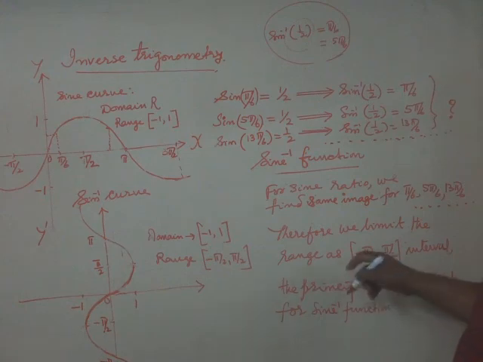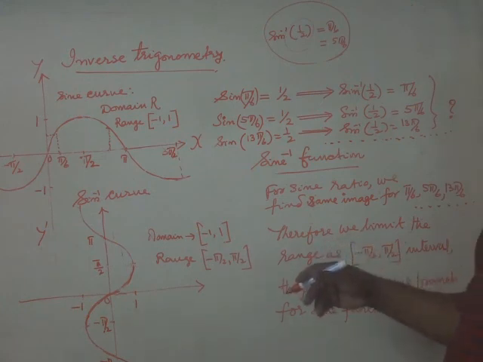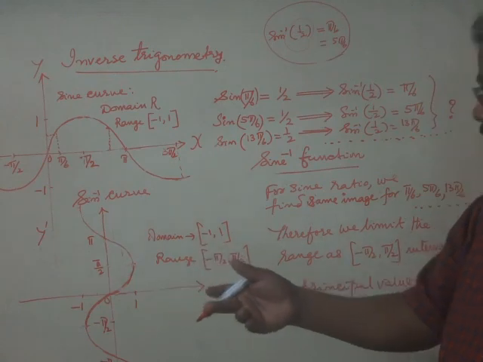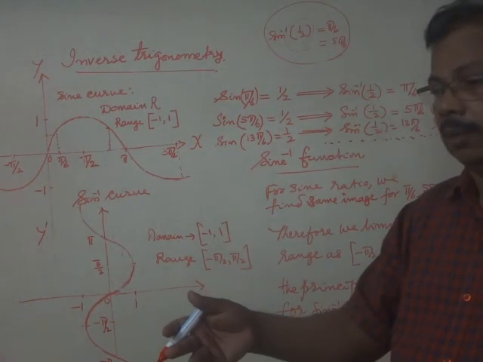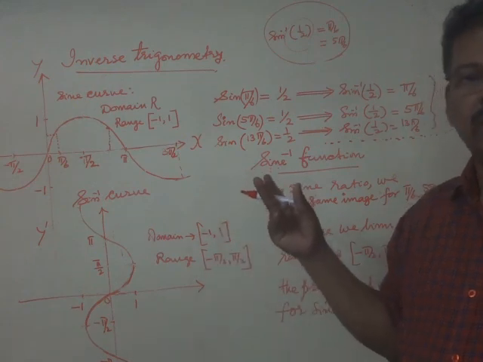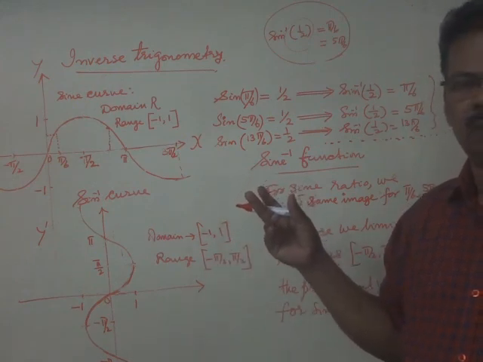For cosine inverse, it will be 0 to pi, etc. For tan, it will be some other interval. We will discuss it in due course. This is the introduction given for inverse function.